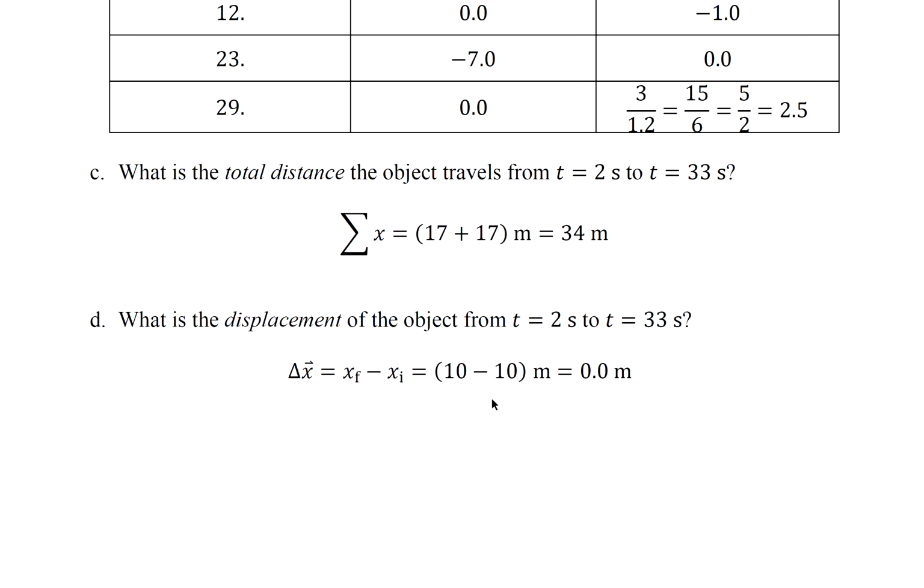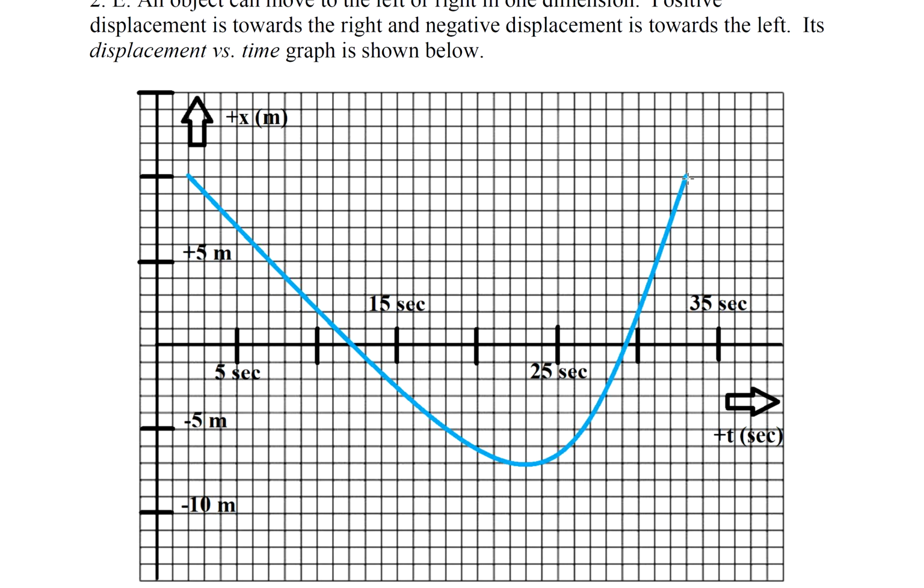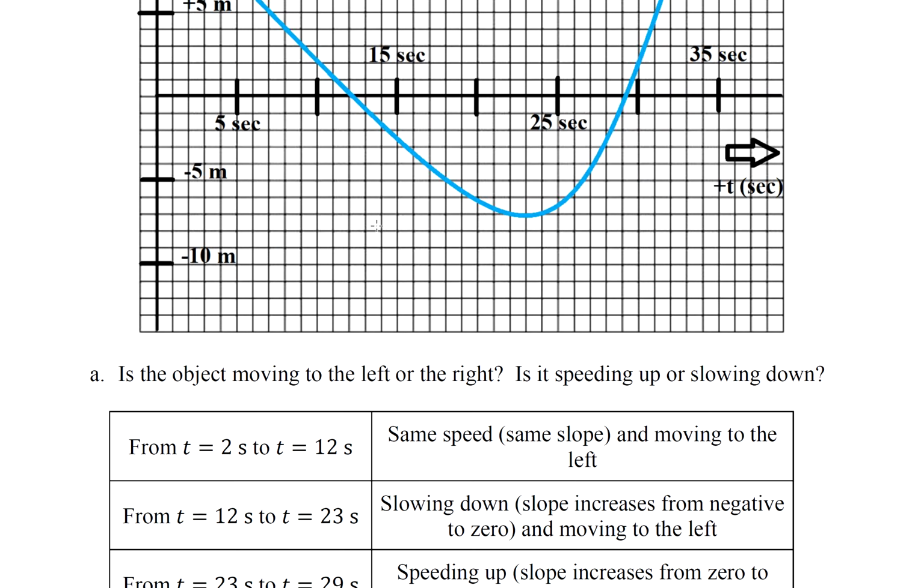Part D, what is the displacement of the object from 2 seconds to 33 seconds? Well, the displacement is the final position minus the initial. So it's going to be 10 meters minus 10 meters, which is 0.